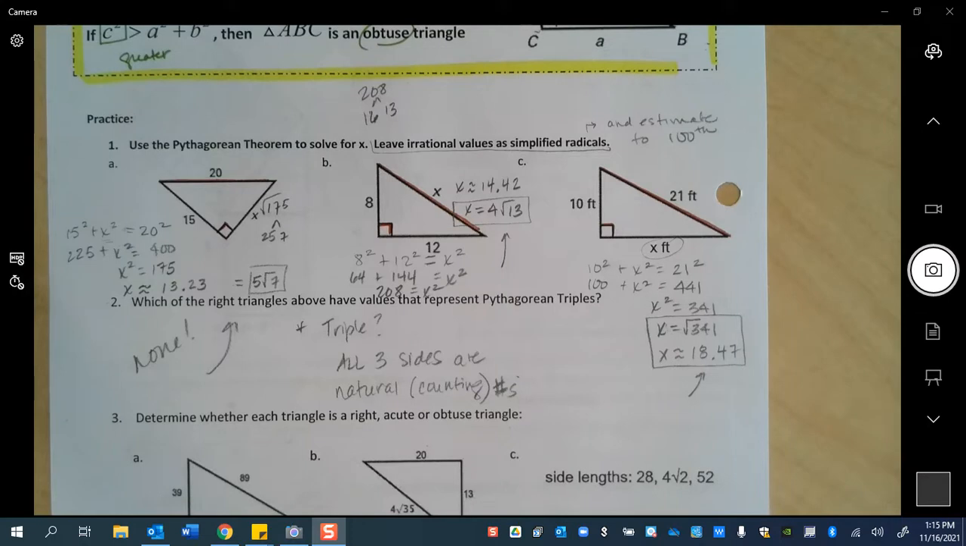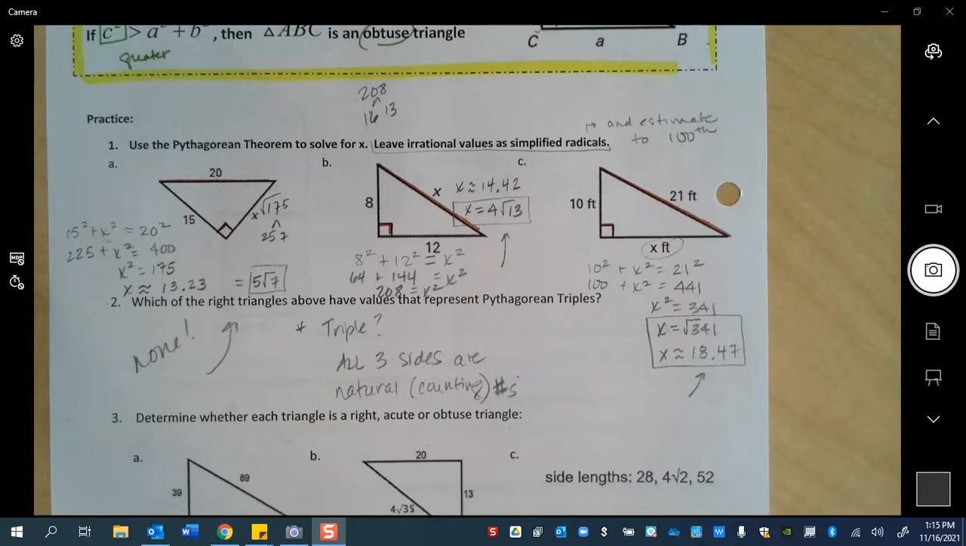When I do my math here, I end up with x squared is equal to 341. 341 is 11 times 17. There's no perfect squares in that. So I leave him as is, but then I can estimate that.